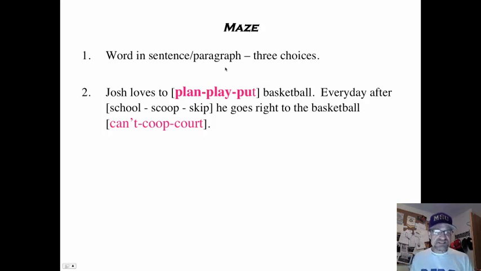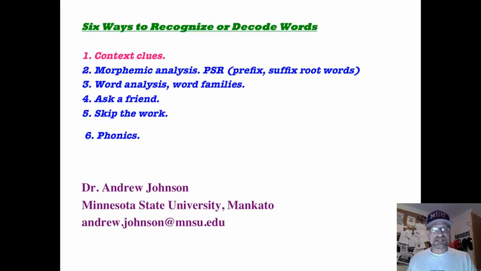A maze is a little bit different. It's a word in a sentence or paragraph, and students are given 3 choices. Josh loves to basketball every day after school. And again, it's a way for them to develop a sense of context clues. What word makes sense in the context of the sentence?